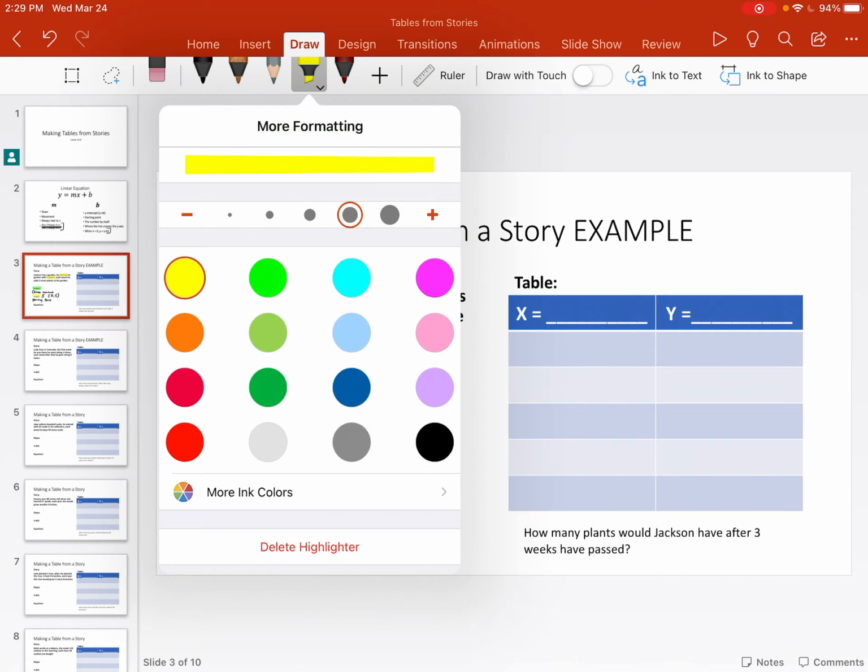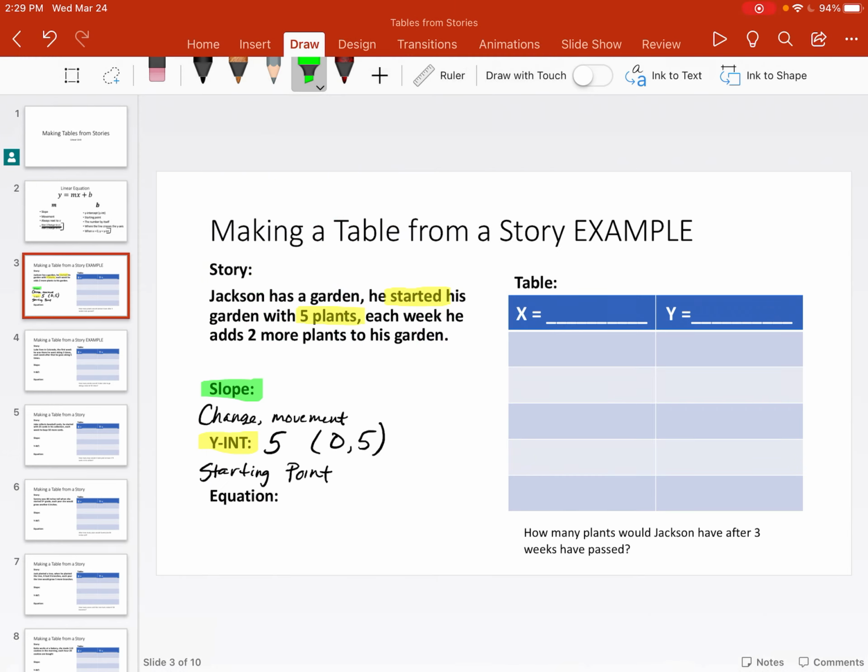Now my slope, remember slope is how it's changing. We look for our keywords like each something. So each week he adds 2 more. So we know it's positive because he's adding and the word is more. So adds and more, we know it's going to be a positive 2. Now we have to put it all together in an equation. Again, we have y equals mx plus b. So we're going to have y equals 2x plus 5.